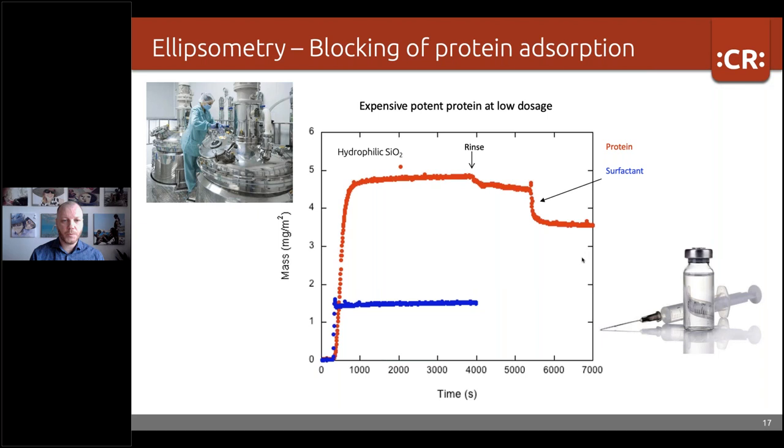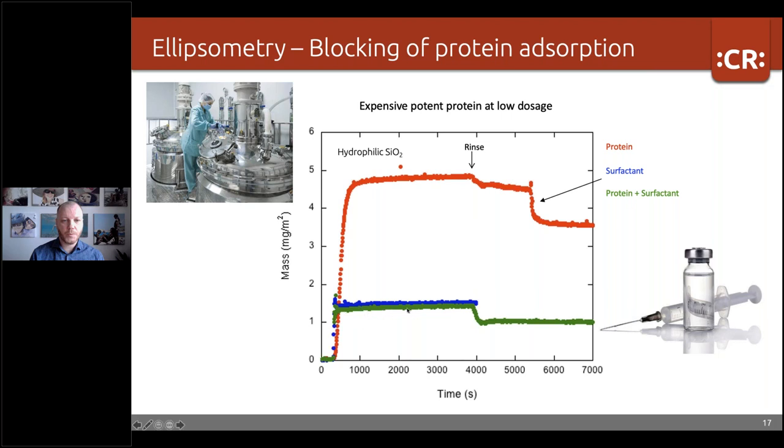But if you mix the protein and surfactant in the formulation and then add them together, you get this adsorption instead. And that's more or less spot on the same adsorption as for the pure surfactant, which tells us that in this case, actually, the surfactant only adsorbs to the surface, leaving the protein in the bulk free to remain in the bulk and be used by the patients.